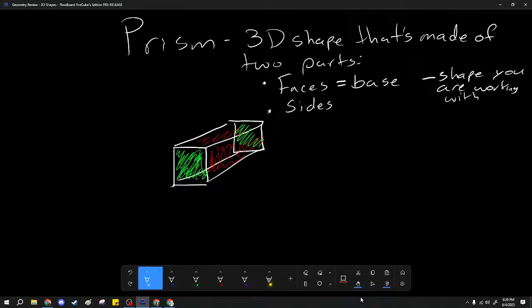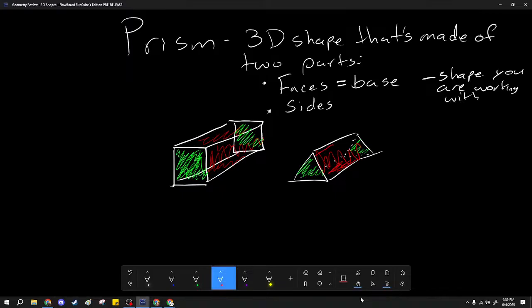So what do I mean by that? Well, a prism doesn't have to just be a square. I'll draw what we're going to go over, a triangular prism. It's two triangles connected by the sides. The triangles being the faces, the base. And these rectangles on the top, on the right, on the left, and on the bottom are the sides.